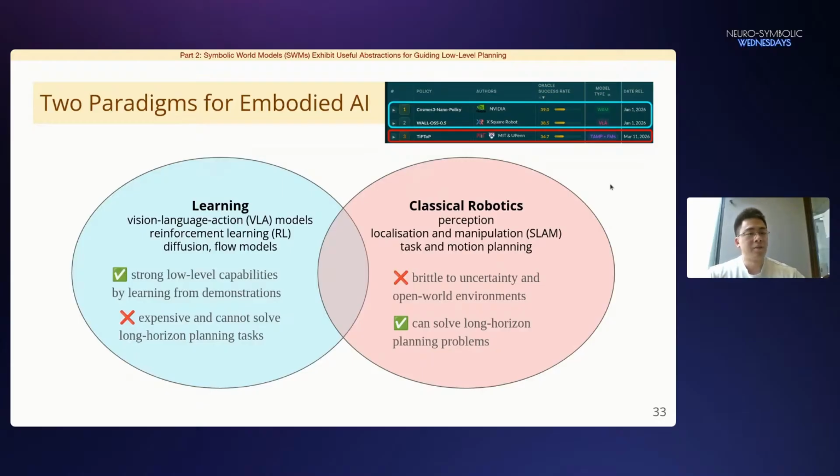And on the top right corner here, we see the top three approaches on the benchmark. So in March, this classical robotics approach, TipTop from MIT and UPenn, was actually first and solved most of these problems quite well. But more recently, we see that the learning approaches overtook them earlier this month.